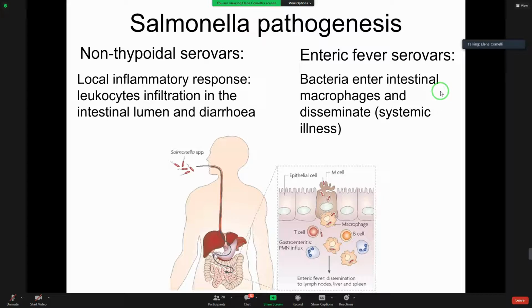So in the case of the non-typhoidal serovars, like the enteritidis, there is a local inflammatory response that ensues. Okay, there can be leukocyte infiltration and diarrhea, but the disease remains localized to the intestinal tract. In the case of the enteric fever serovars, like Salmonella typhi, the bacteria are able to enter the macrophages and then to disseminate the illness systemically.